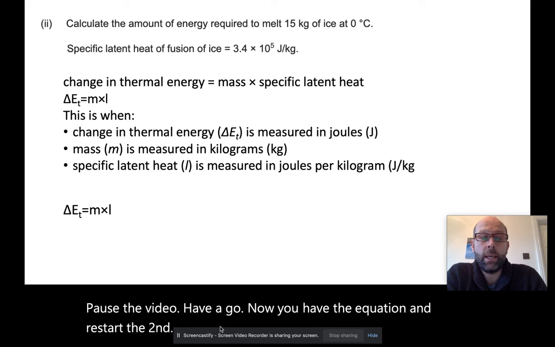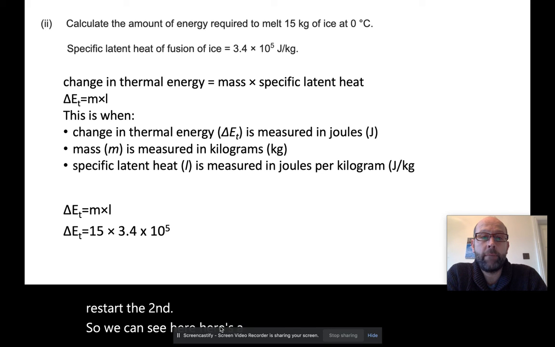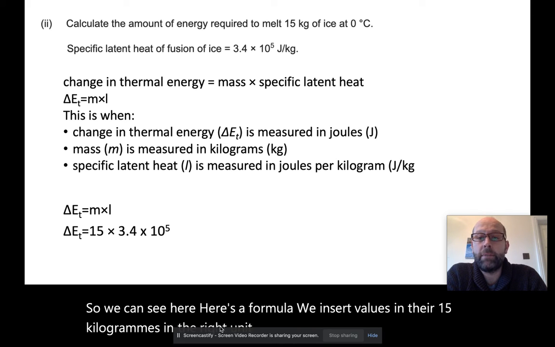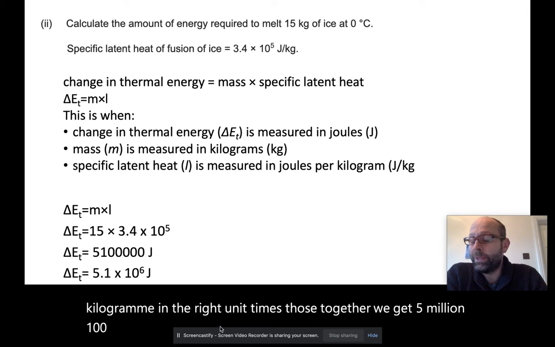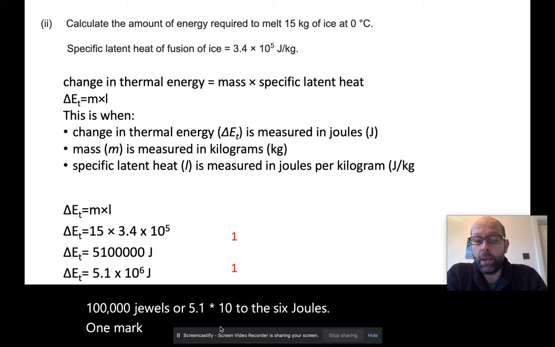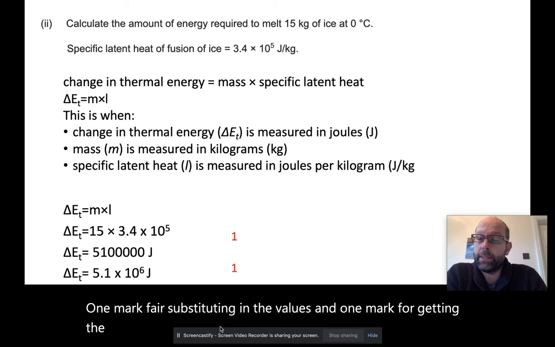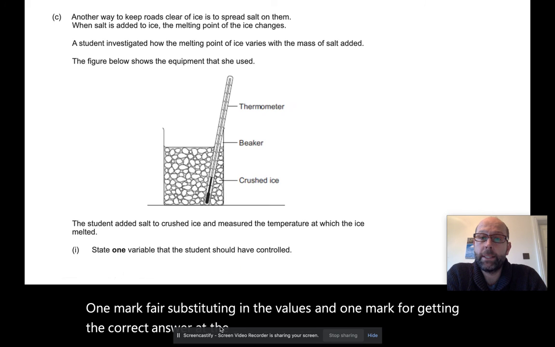So we can see here, here's our formula. We insert our values in there, 15 kilograms in the right units, 3.4 times 10 to the 5 joules per kilogram in the right units. Times those together, we get 5,100,000 joules, or 5.1 times 10 to the 6 joules. 1 mark for substituting in the values and 1 mark for getting the correct answer at the end. Remember the units always.